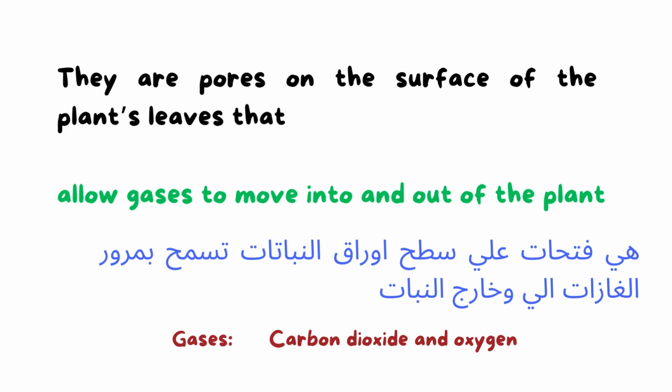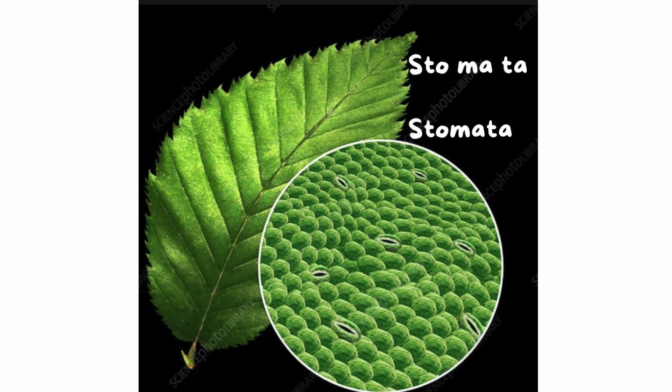that are found on the surface of the plant leaf and allow gases to move into and out of the plant, okay? So these pores on the surface of the plant leaves allow gases to move into and out of the plant. What are these gases? Yes, carbon dioxide and oxygen. And these pores are called what? Stomata.